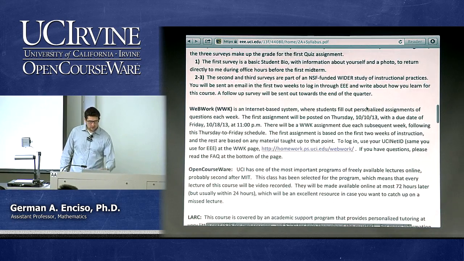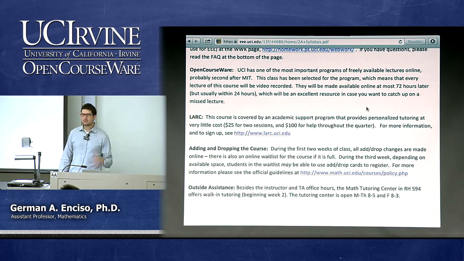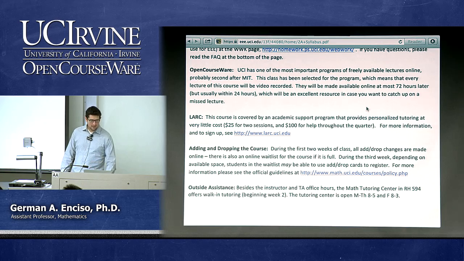Web work we already talked about. Opencourseware is what we just mentioned before, that every single lecture will be recorded.